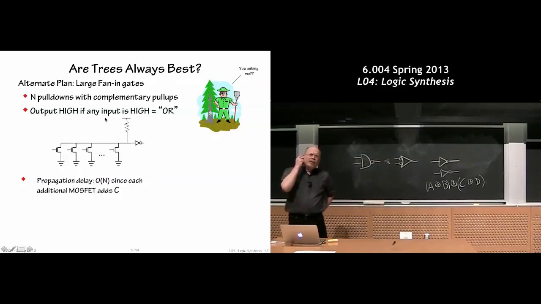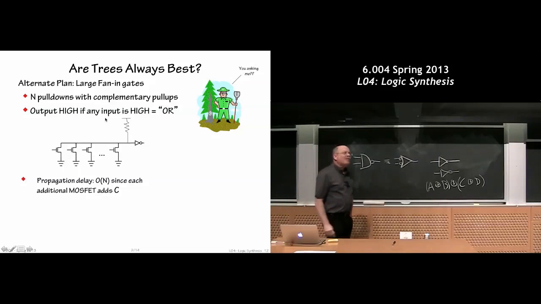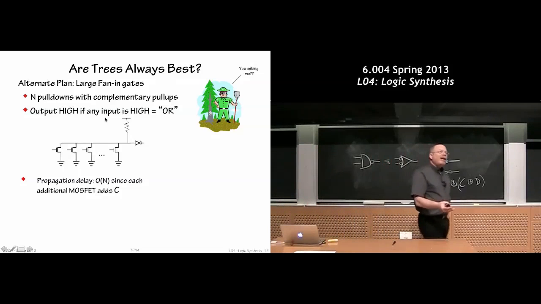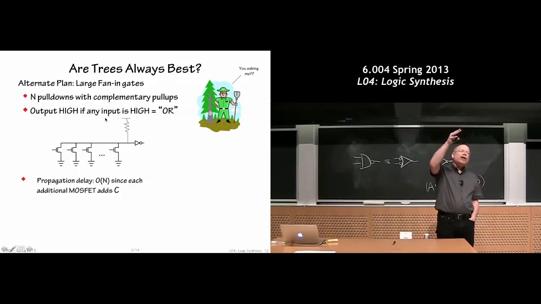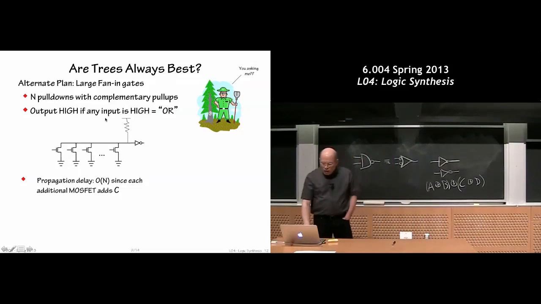Are trees always best? We've talked about trees as having really satisfactory asymptotic behavior. In other words, as the number of inputs grows very large, trees seem to be the best we can do. And the answer is, well, not particularly. We can imagine a different implementation, which is a lot more compact in some ways.